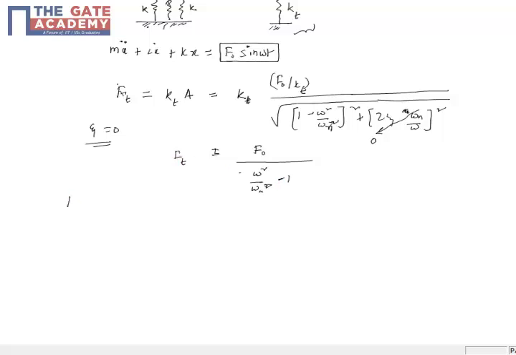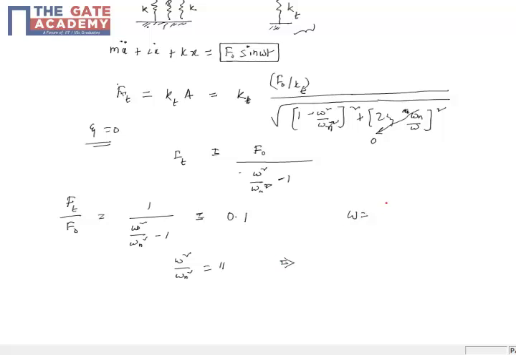Now the transmissibility ratio, that is, only 10% is transferred, is Ft by F naught. That is actually 1 by omega square by omega n square minus 1. This value is only 10%, so it is 0.1. From this, omega square by omega n square will be 11, and I need to get omega n because omega is given.